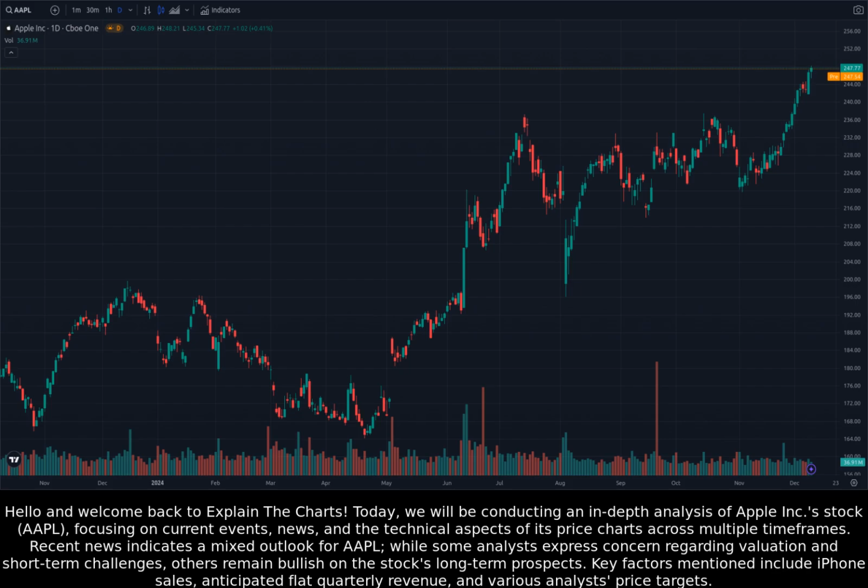Today, we will be conducting an in-depth analysis of Apple Incorporated stock, AAPL, focusing on current events, news, and the technical aspects of its price charts across multiple timeframes. Recent news indicates a mixed outlook for Apple. While some analysts express concern regarding valuation and short-term challenges, others remain bullish on the stock's long-term prospects. Key factors mentioned include iPhone sales, anticipated flat quarterly revenue, and various analysts' price targets.